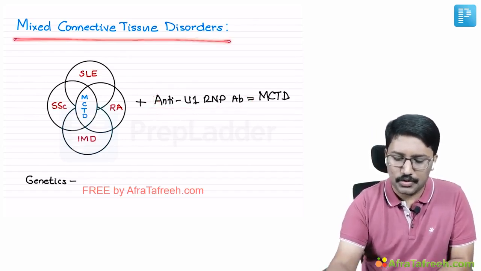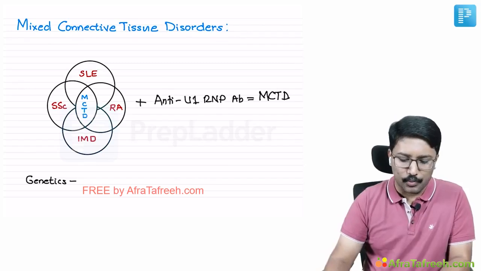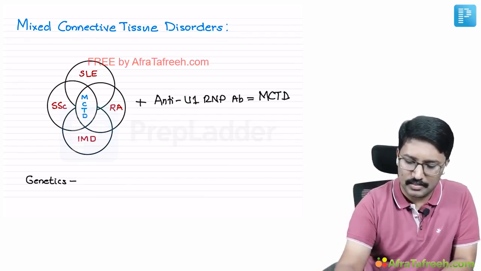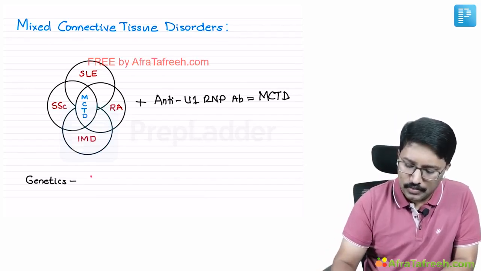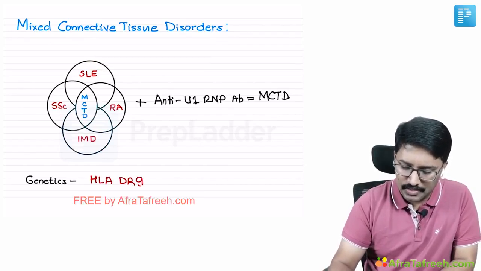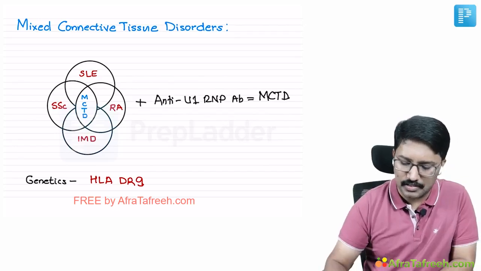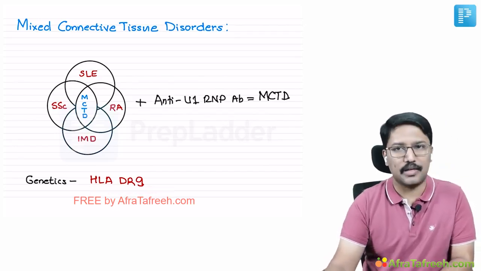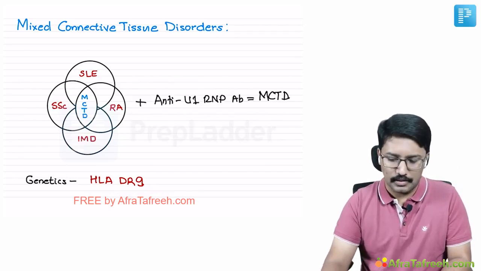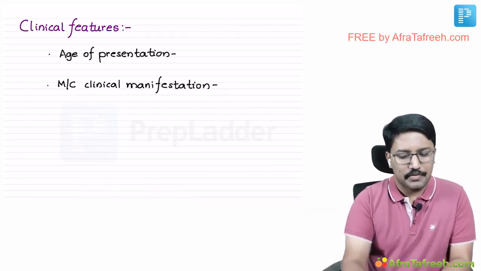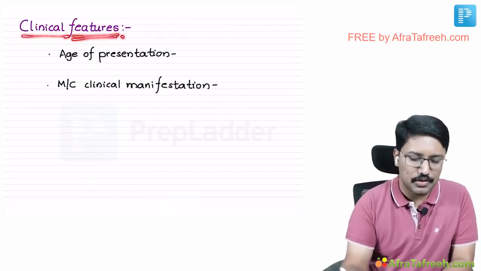And mixed connective tissue disorder also shares an important genetic risk characteristic. They usually have HLA DR9. So HLA DR9 is a risk factor for patients to develop mixed connective tissue disorder, right? Sorted. Now, coming to the clinical features of mixed connective tissue disorder.